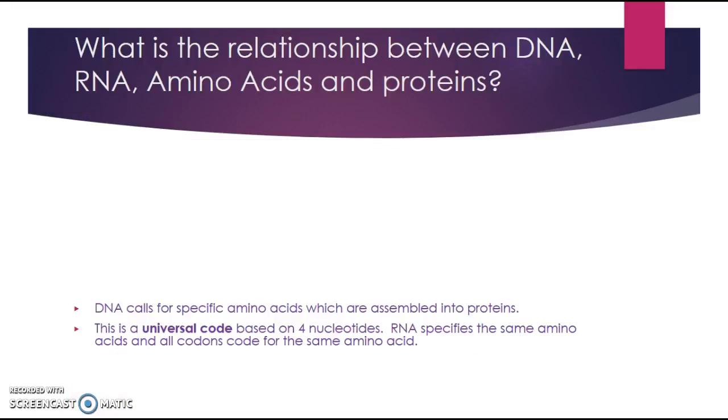What is the relationship between DNA, RNA, amino acids, and proteins? DNA calls for specific amino acids which are assembled into proteins. This is a universal code based on 4 nucleotides. RNA specifies the same amino acid and all codons for the same amino acid, and this is happening in all organisms.